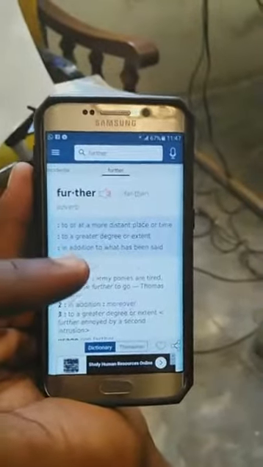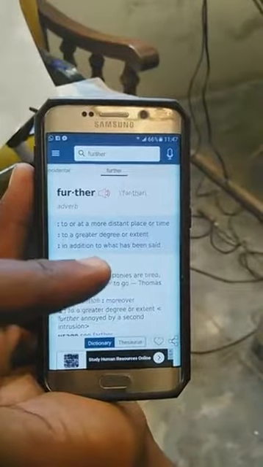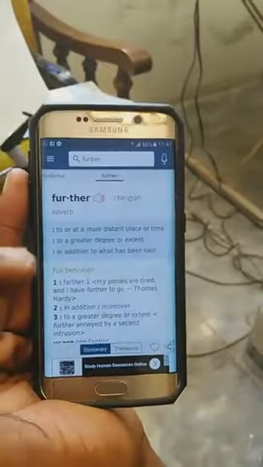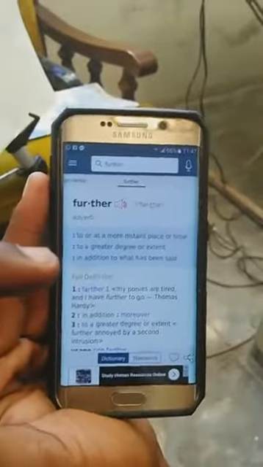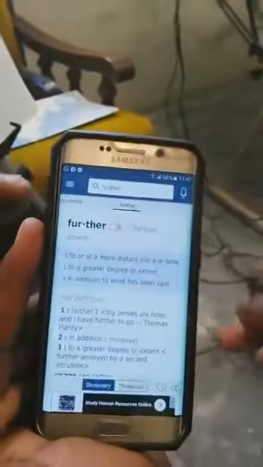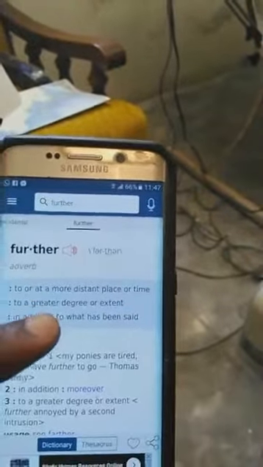So, let's say, for example, I don't know the pronunciation of A-D-D-I-T-I-O-N. What do I need to do? Just because it is part of the definition of the word further, I don't even need to write it down in the search bar. So all I need to do is go there and do this.